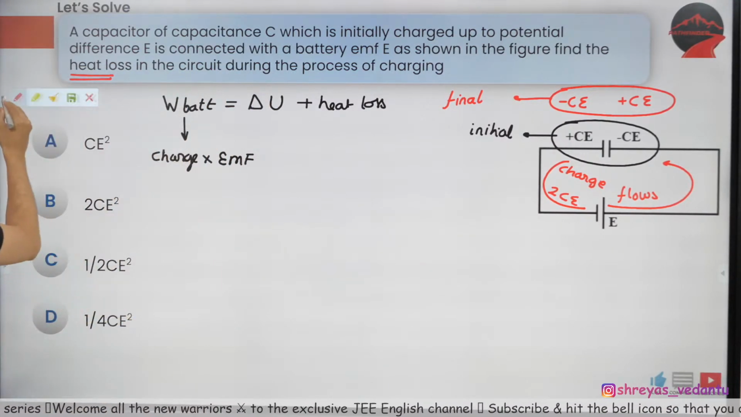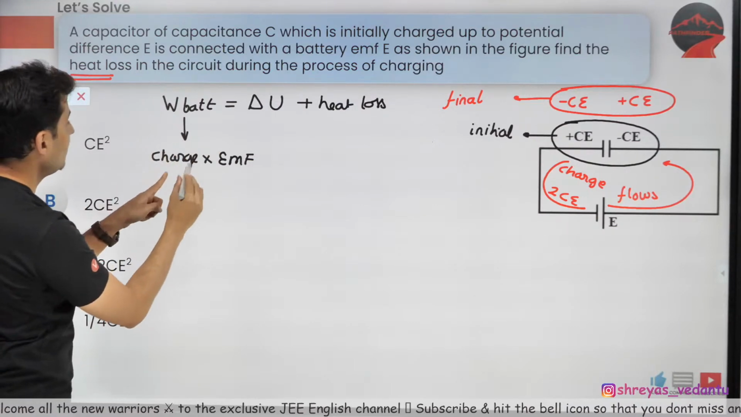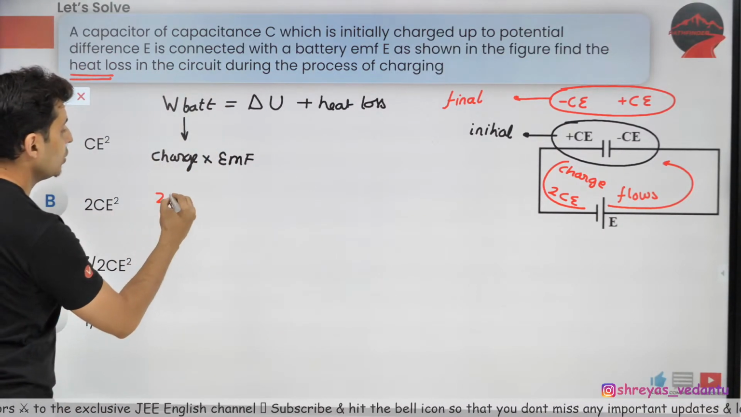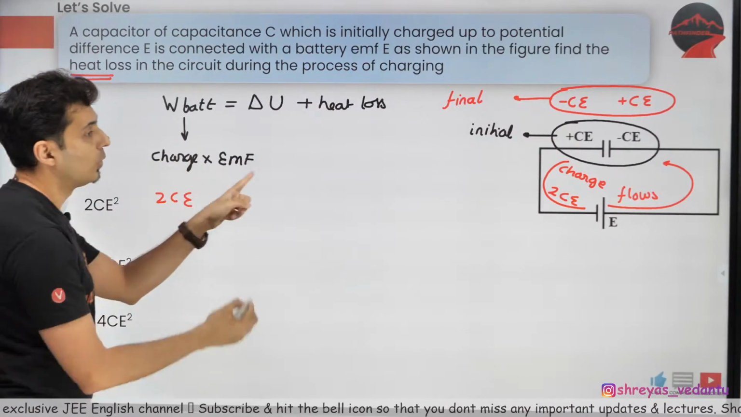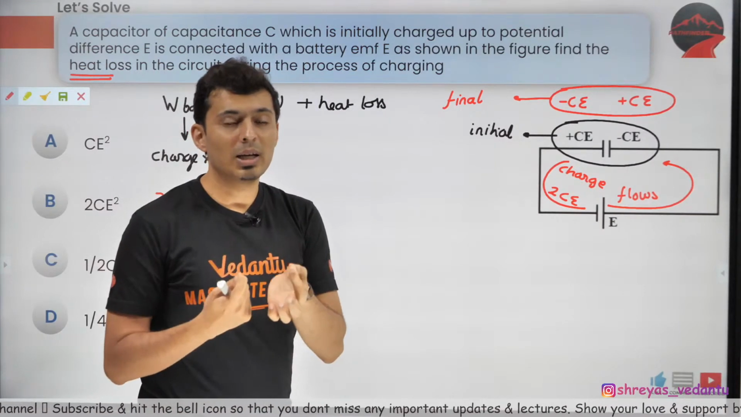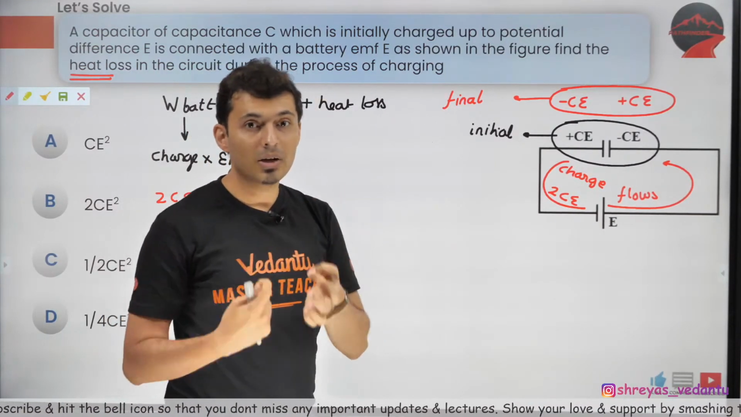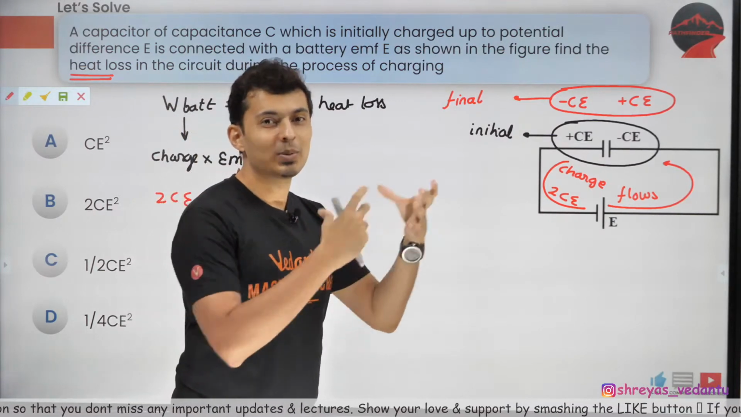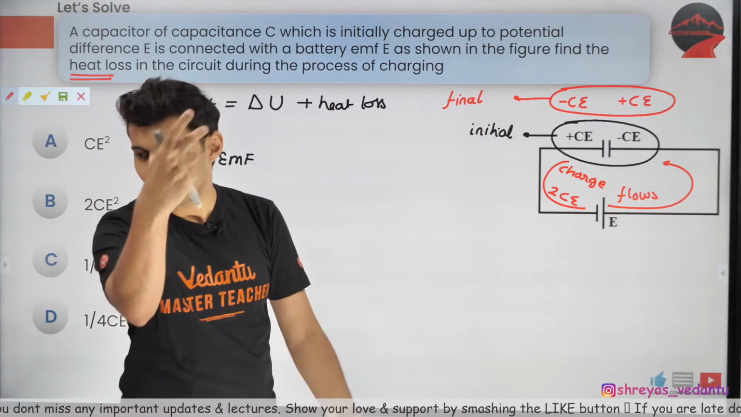Okay. So first of all, what is the work done by the battery? Charge into voltage. What is the charge? 2 CE. The charge which flows. The charge which flows through the battery. See, what is the meaning of EMF? EMF is the work done per unit charge. So the total work done will be the charge into the EMF. That's what will happen. Yeah, that's the trick.